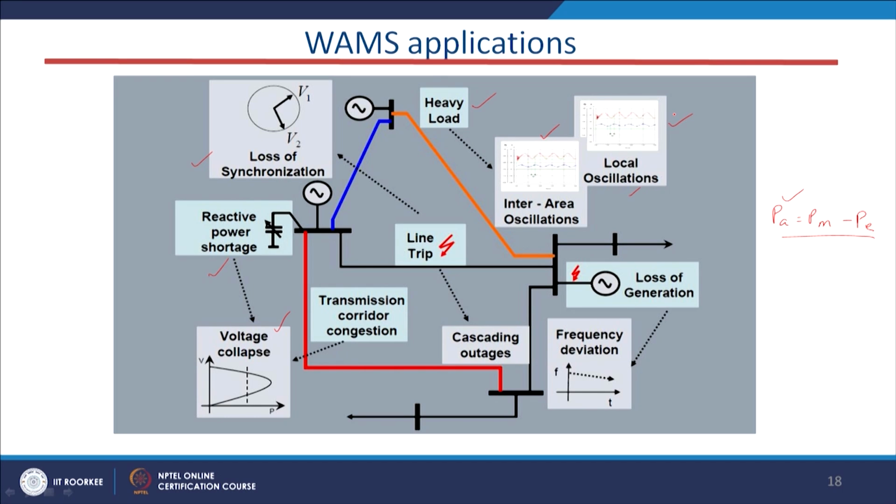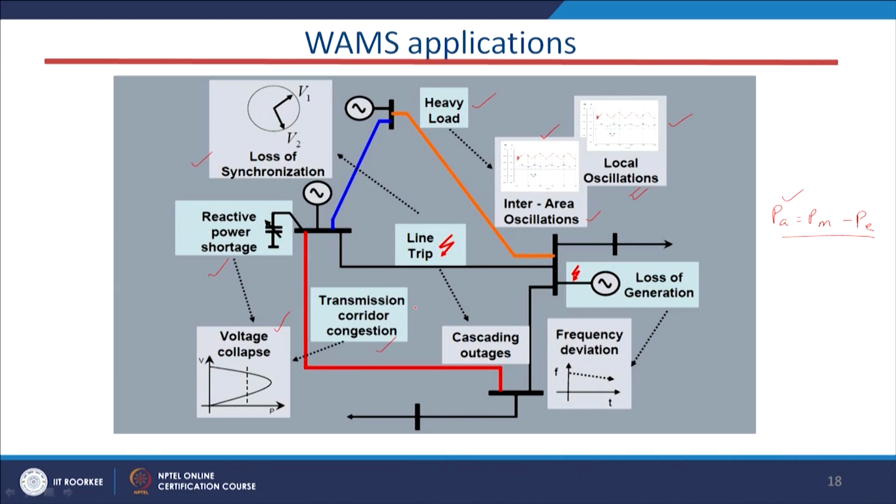Those kinds of inter-area oscillations between two areas, or within a single area, we could have at different buses. Those oscillations we can always tap from the wide area monitoring system, and we can take corresponding remedies or apply some control actions.